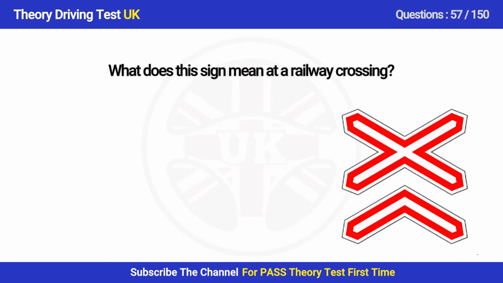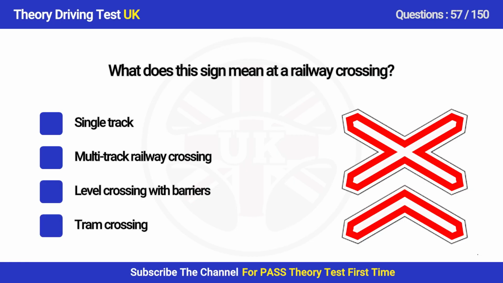Question 57. What does this sign mean at a railway crossing? A. Single track. B. Railway crossing. C. Level crossing with barriers. D. Tram crossing.